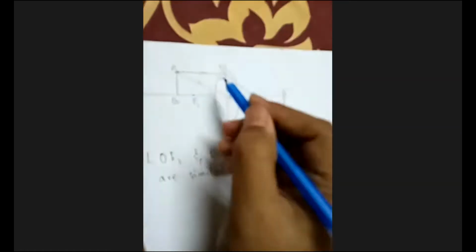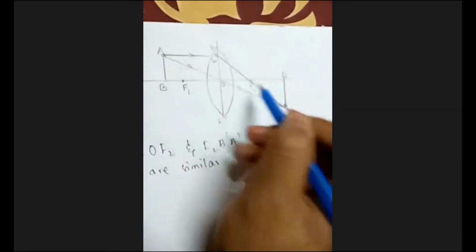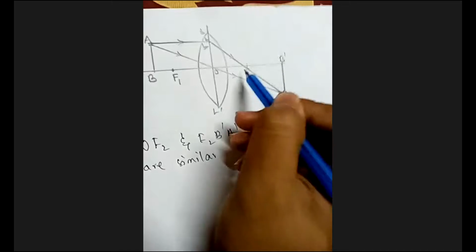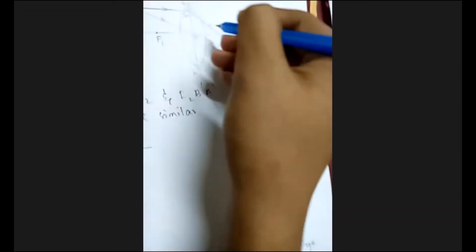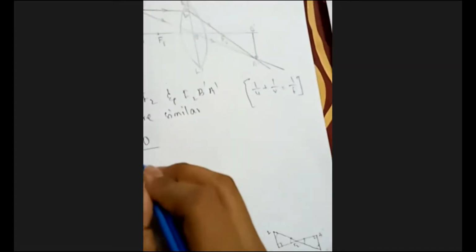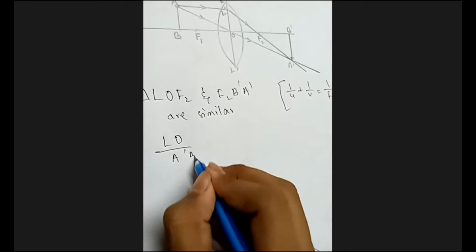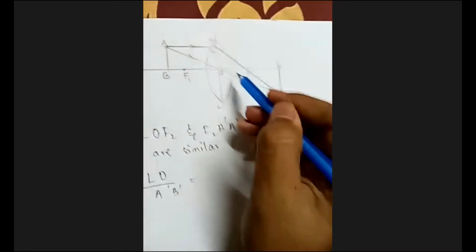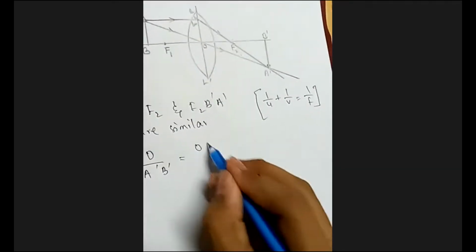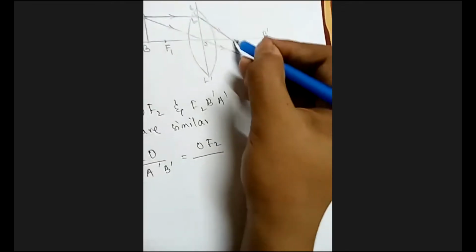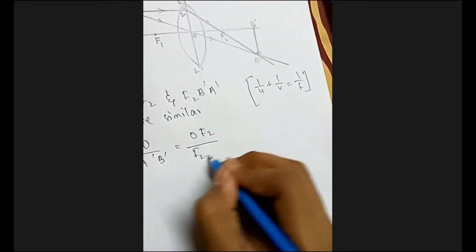As I'm considering the first two triangles, LOF2 and A prime B prime F2, this side of this triangle, LO, by A prime B prime, because these sides are similar, equals the other side, OF2, by F2 B prime.